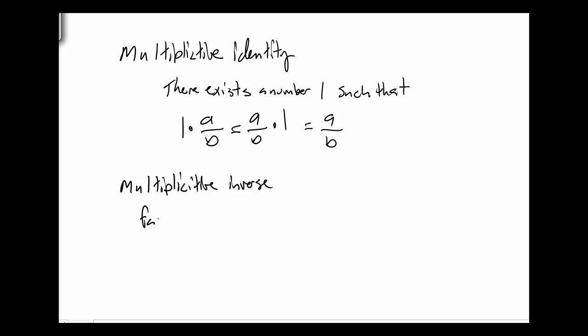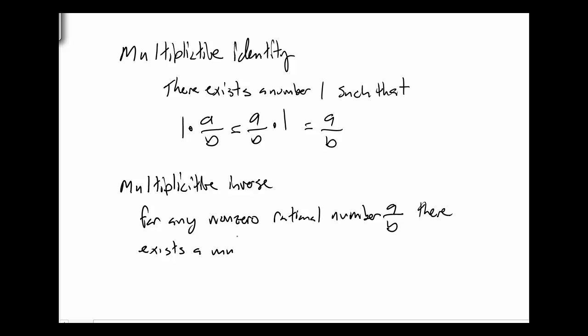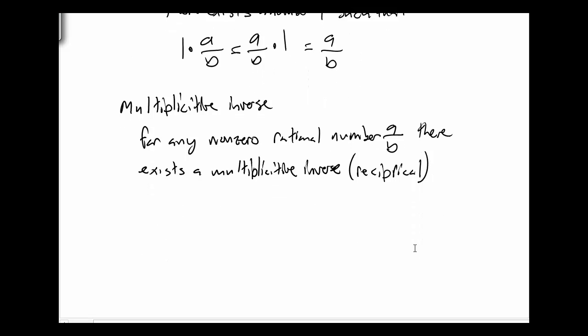Okay, it says for any non-zero rational number a over b, there exists a multiplicative inverse, or what we would call the reciprocal, which in our case is b over a, where a over b times b over a gives us 1.